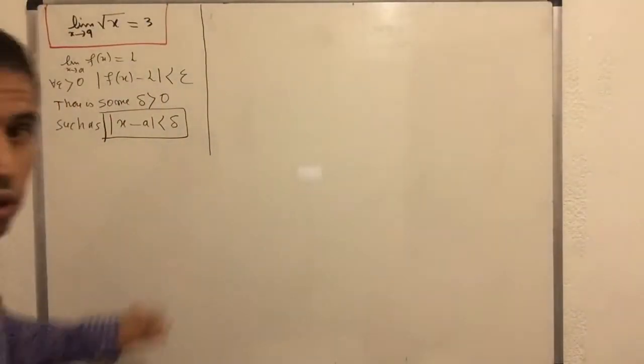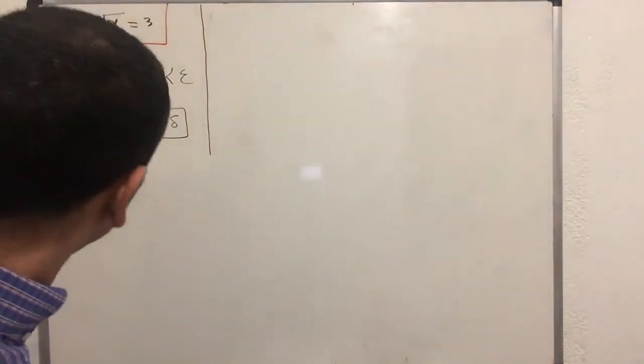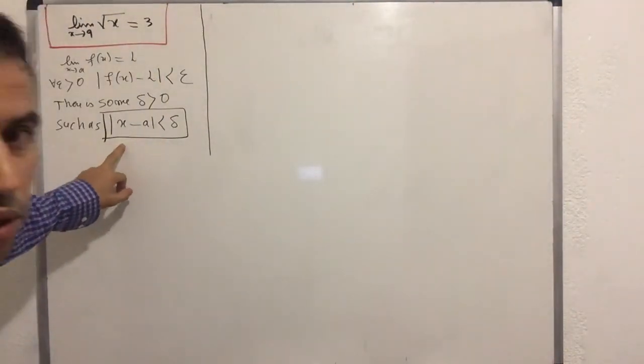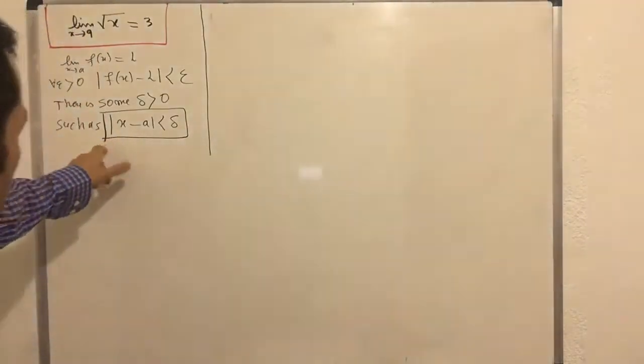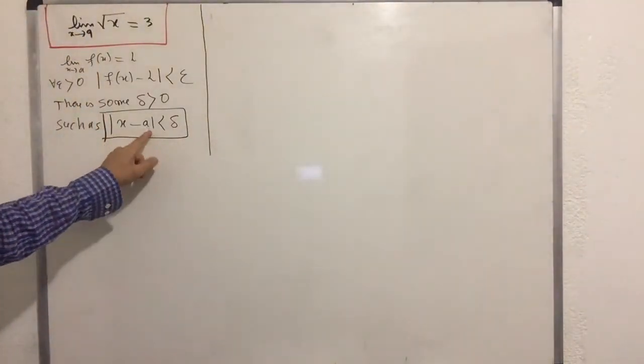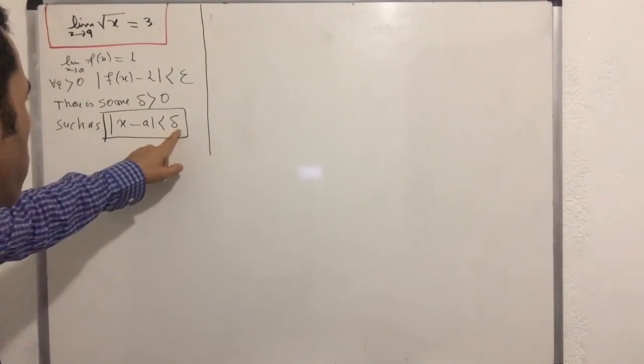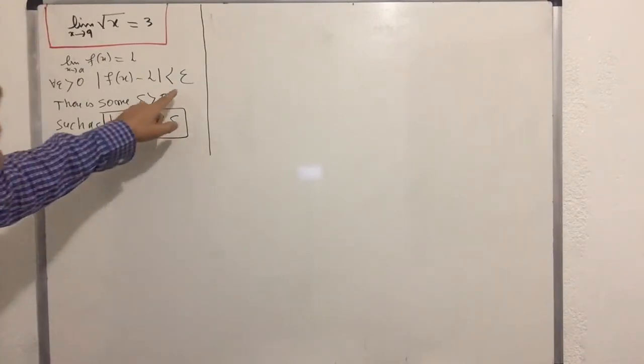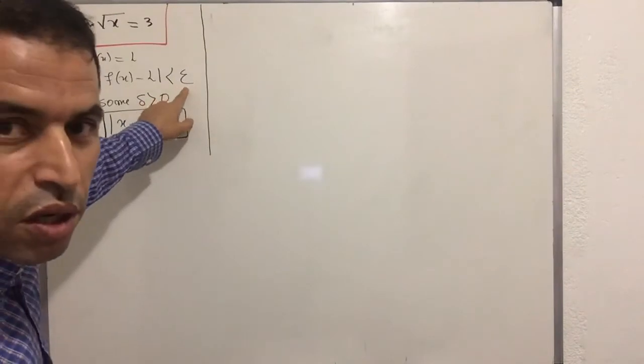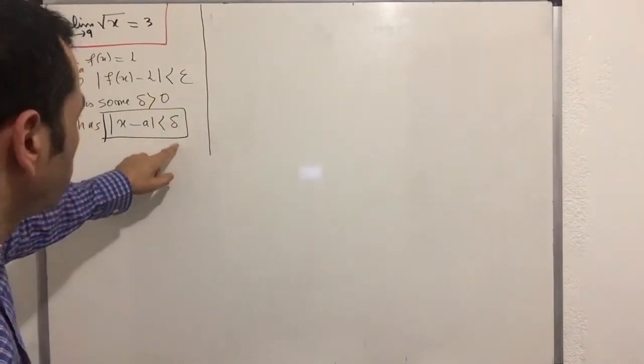Today's video, our goal is to prove this inequality as a limit definition. We have the absolute value of x minus a strictly inferior than delta. We are going to be given epsilon, and then we are going to prove the delta.